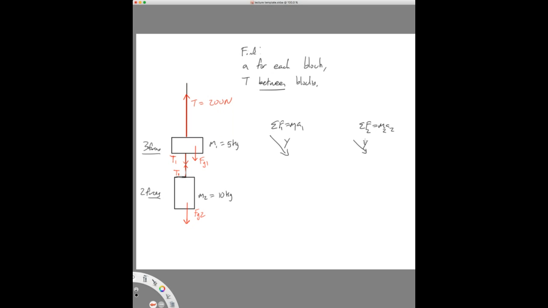All right, great. So let's look at mass 1. We've got 3 forces. They are T, T1, and force of gravity 1.